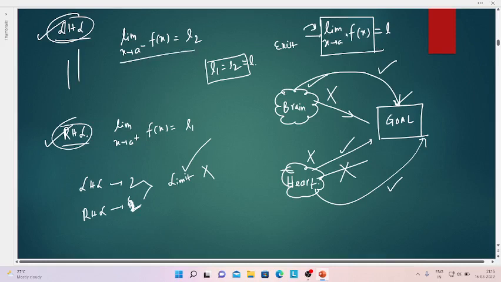So in order for a limit to exist, the left hand limit and the right hand limit must both exist, and those left hand limit and right hand limit should be equal. If the left hand limit and right hand limit are not equal, however they exist, then the actual limit will not exist, right?